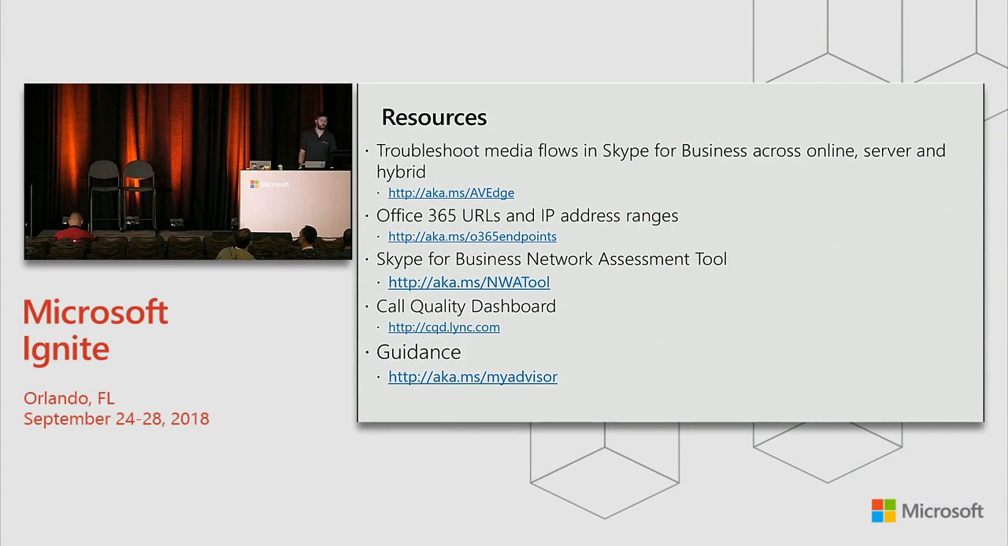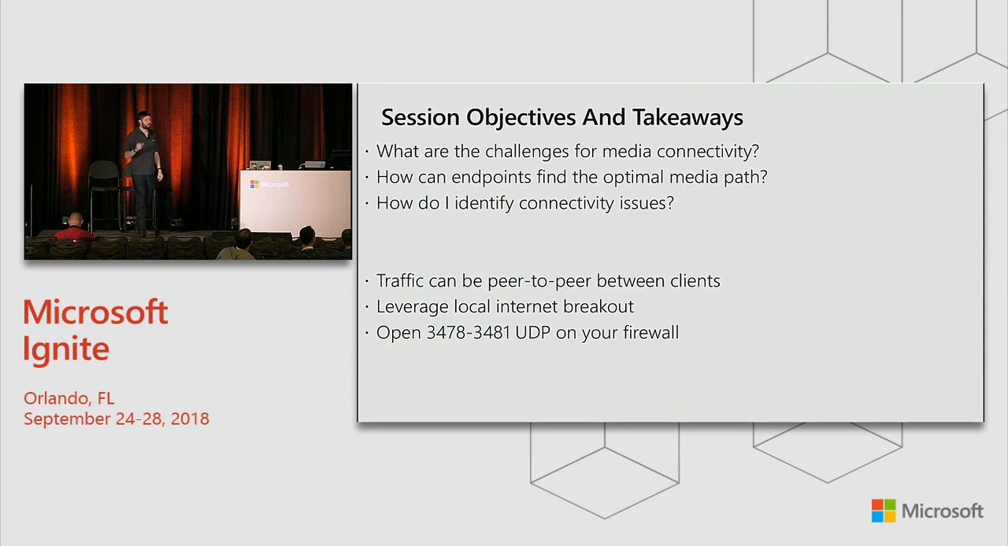So, resources in summary. I leave this in here. There are some places you can go to get the training on this, to get the tool, to get some help on this. Today we talked about challenges for media connectivity, how we can find that optimal media path, and how we identify connectivity issues. And the 3 key takeaways are: traffic can be peer-to-peer, leverage local internet breakouts, and open those UDP ports.